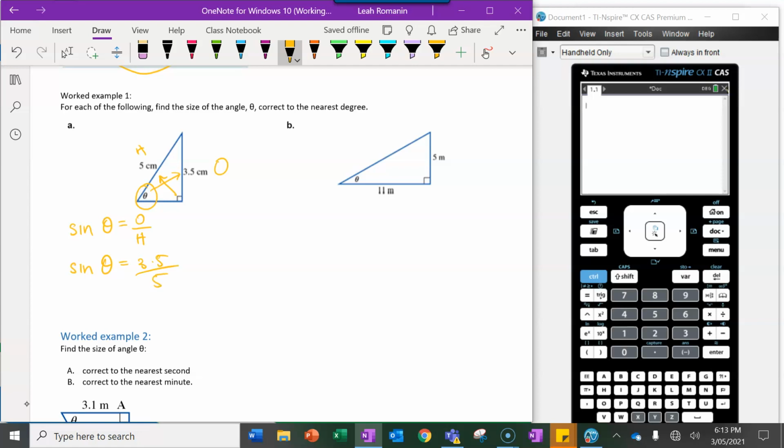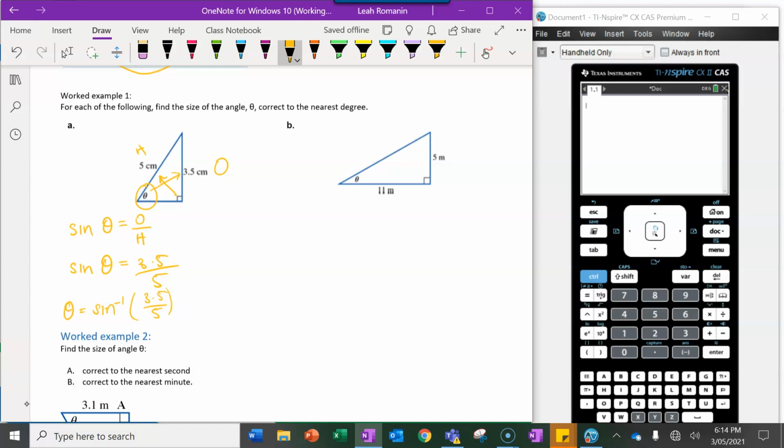Now here is the point where I need theta by itself. So I'm going to take the inverse of sine to the other side. So I'm going to write theta is equal to the inverse sine. So sine with a little -1. And then in the bracket writing my 3.5 over 5.